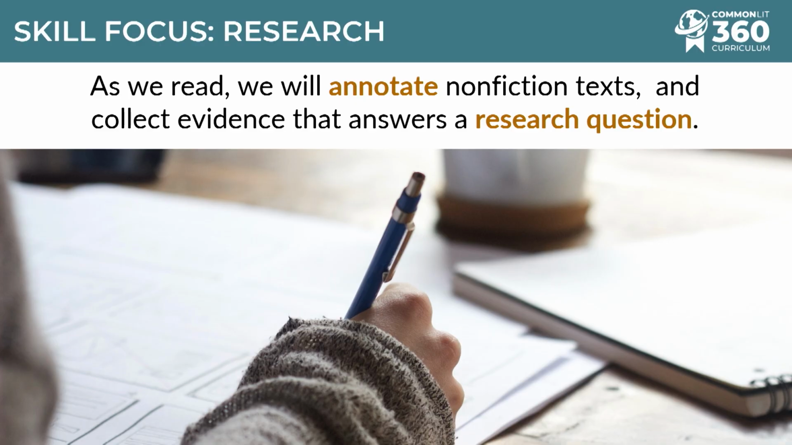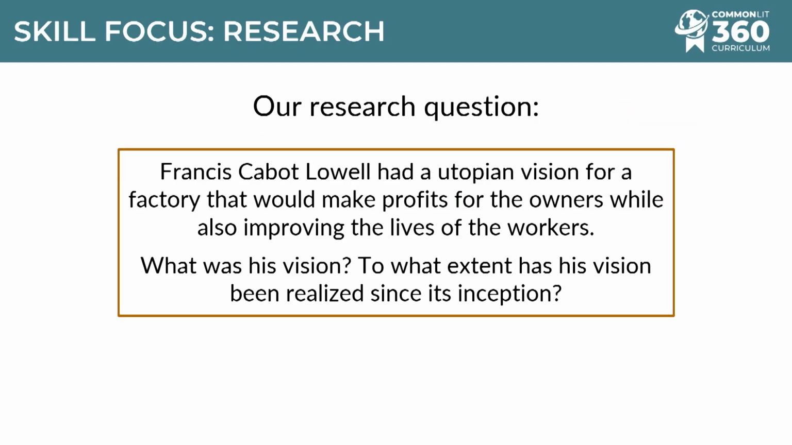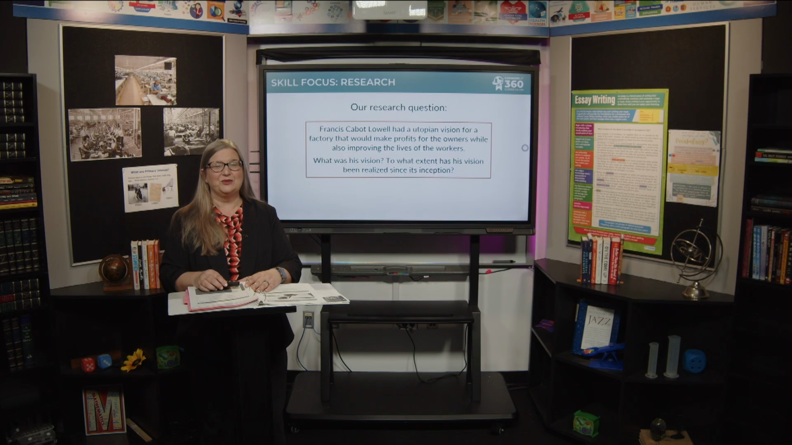As we read, I want you to annotate some nonfiction text and collect evidence that answers that research question. And that research question was, Francis Cabot Lowell had a utopian vision for a factory that would make profits for the owners while also improving the lives of the workers. What was his vision, and to what extent has his vision been realized since its inception? And so I am really excited about where we're going.